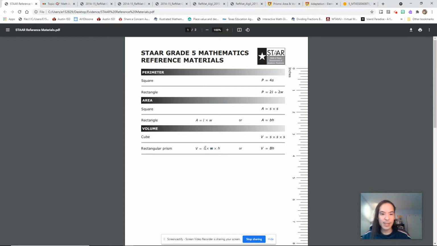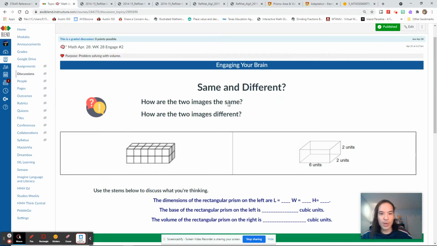So remember, length times width is the same thing as base. If it helps you to remember, base is also like area, the bottom layer of any three-dimensional figure. So let's look at today's work.